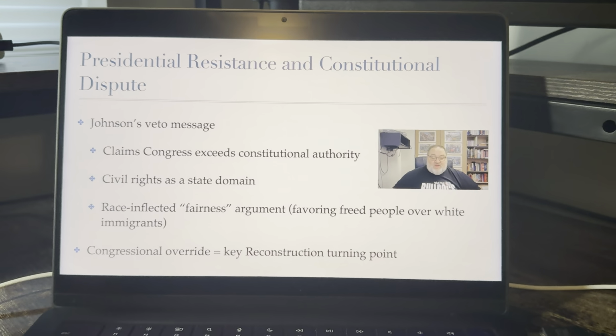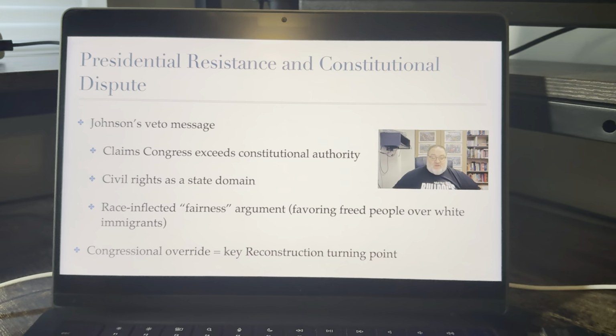Congress, of course, overrides the veto. That override is more than a procedural footnote. It marks a turning point where the legislative branch asserts a robust Reconstruction agenda, with Congress rather than the executive driving civil rights policy. If we stop the story with the statute and the veto override, we might think problem solved.